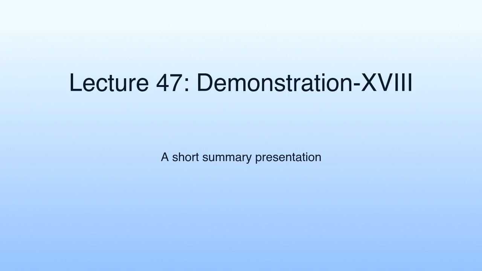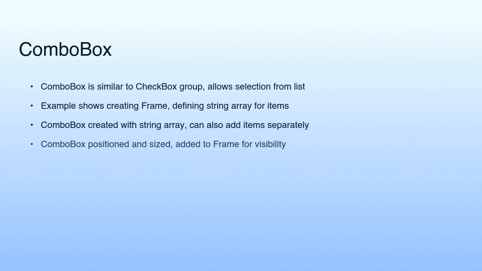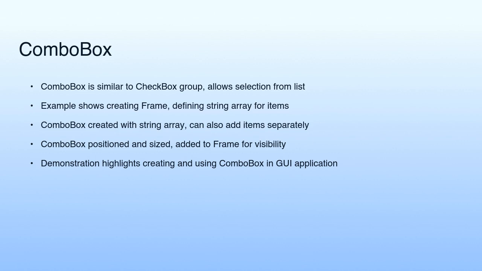Lecture 47 Demonstration-XVIII. Combo box allows selection from a list of items, similar to a checkbox group. In the example, a frame is created and a string array defines the items for the combo box, which is then positioned and added to the frame for visibility.